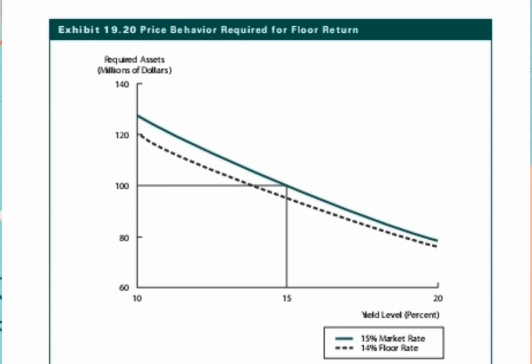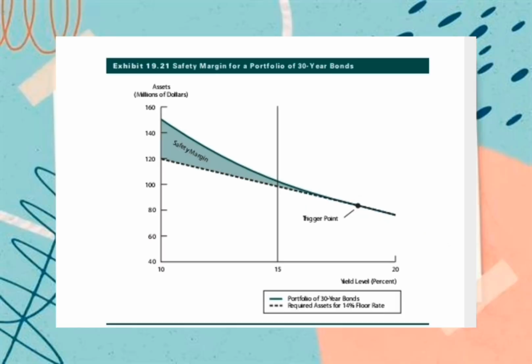guaranteeing a minimum return. Exhibit 19.21 illustrates the safety margin in a portfolio of 30 year bonds within a contingent immunization strategy. The graph plots assets in millions of dollars against yield level percent, showing the portfolio value, solid line, and the required asset for a 14% floor rate, dashed line. The shaded area represents a safety margin, which acts as a buffer. If market rates decline, the portfolio value increases above the required asset.